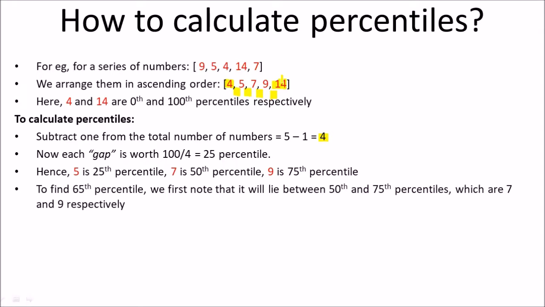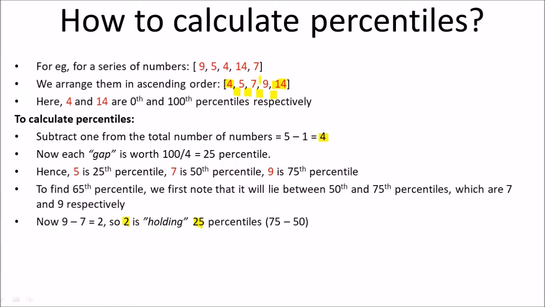Now to find the 65th percentile, for example, we first note that the 65th percentile is between the 50th and the 75th percentiles, right? So what is my 50th percentile? It is 7, and my 75th percentile is 9. So it lies somewhere between 7 and 9. That is what I can be sure of. Now we note the difference between 9 and 7, which is 2. So we can say that this number 2 is holding 25 percentiles, because this is the 50th percentile and this is the 75th percentile, so the difference is 25 percentiles.